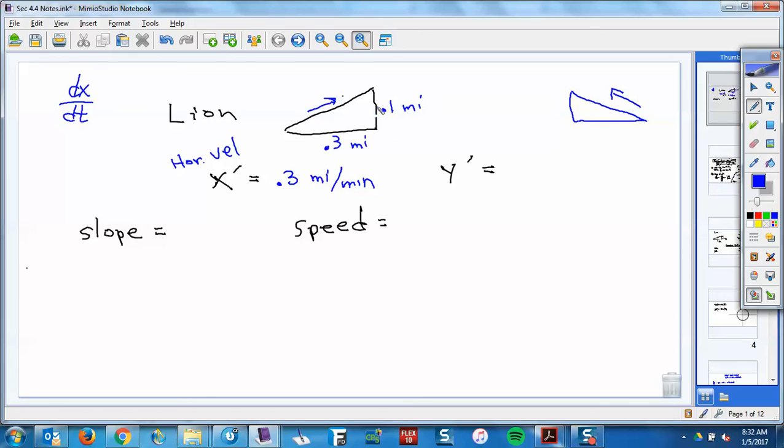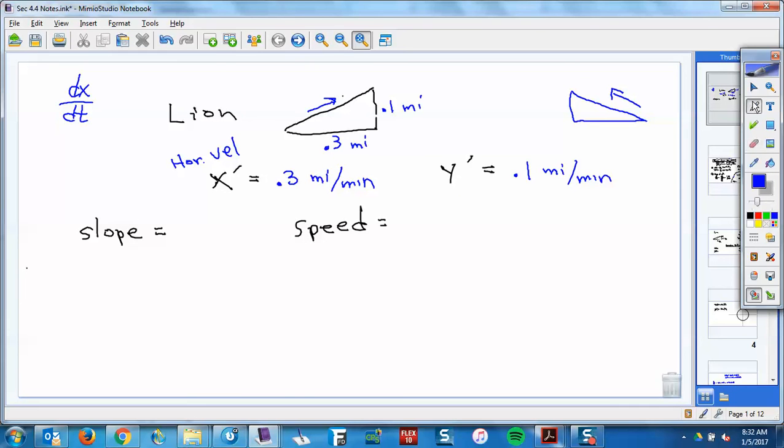0.1 miles every minute. He was 0.1 miles further north than he had been the minute before. So that would be his y prime. Okay, or dy/dt, right?